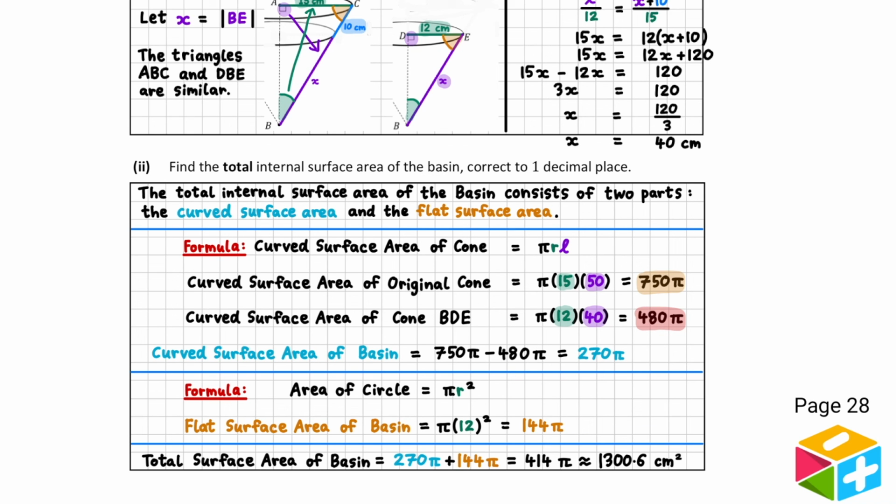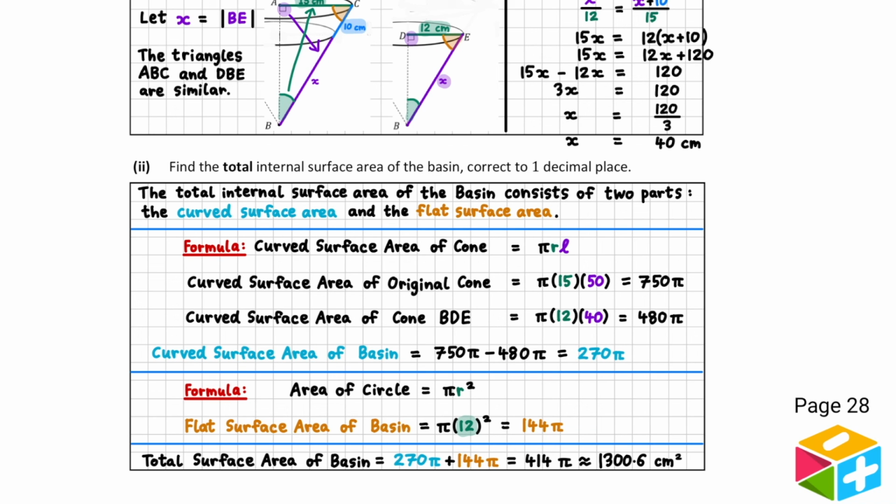As I mentioned earlier, the curved surface area of the basin is obtained by subtracting these two figures. When we do this, we end up with 270 pi. To find the flat surface area at the base of the basin, we'll use the result that the area of a circle is equal to pi r squared, where r is the radius. We were told that the radius at the base of the basin was 12 centimetres. If we sub this value in, the area comes out as 144 pi.